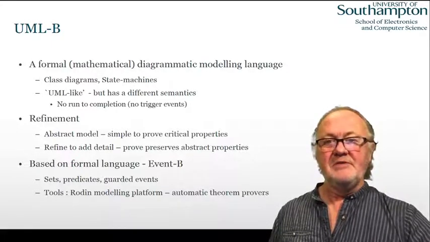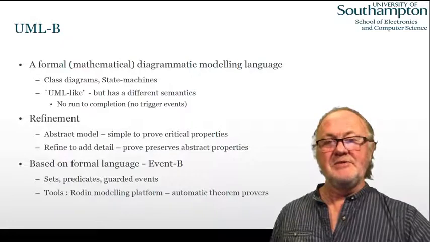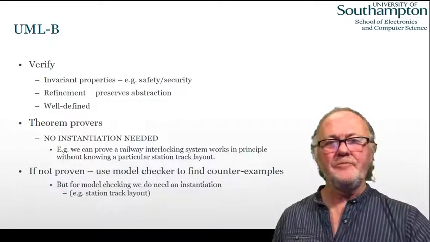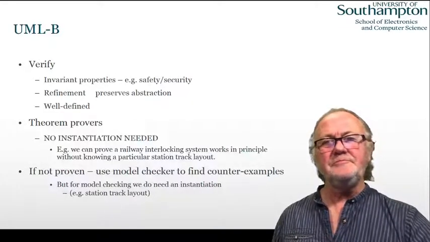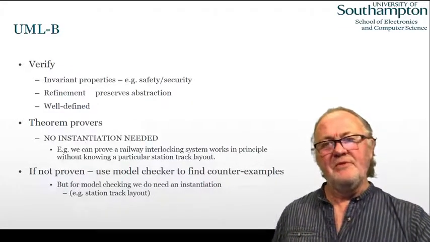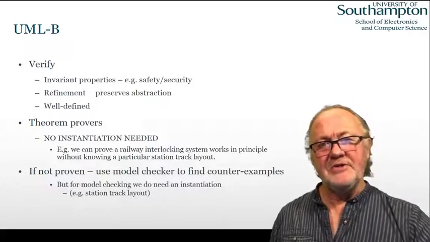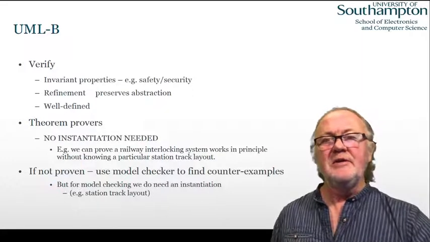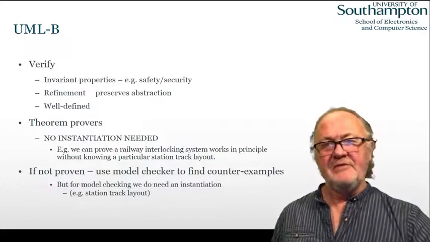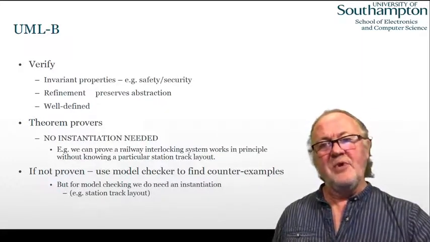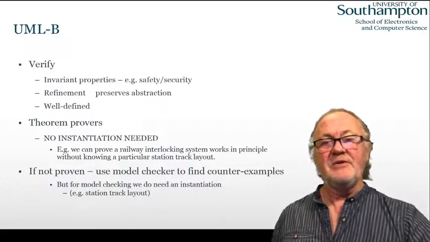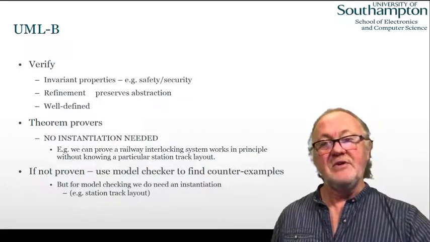So Event-B is a formal modeling language based on set theory, predicate logic, and guarded events that change the state of the system. So we use theorem provers for verification to check that the model is correctly constructed. And the sort of things we need to verify are that invariant properties are maintained. So we use the invariants to specify critical properties of safety and security, for example.